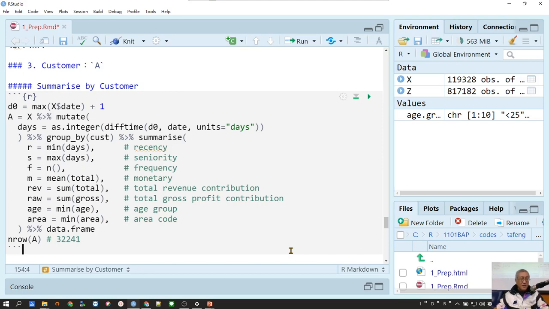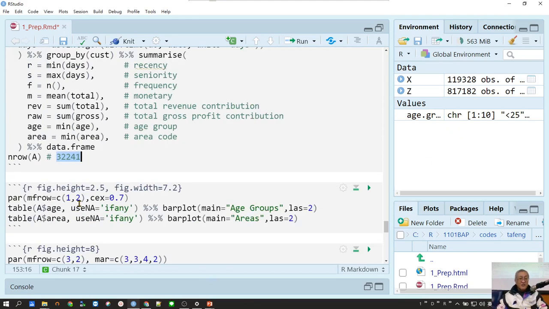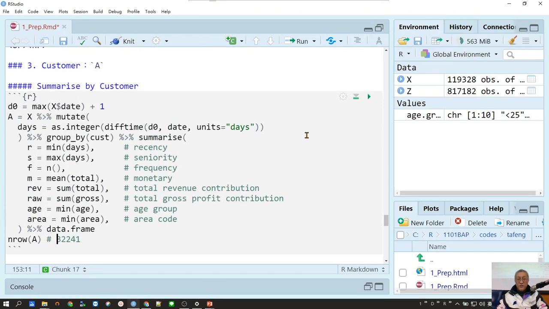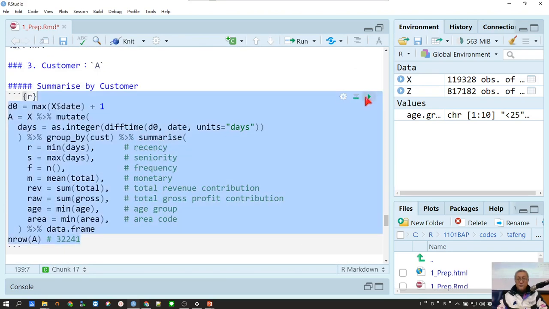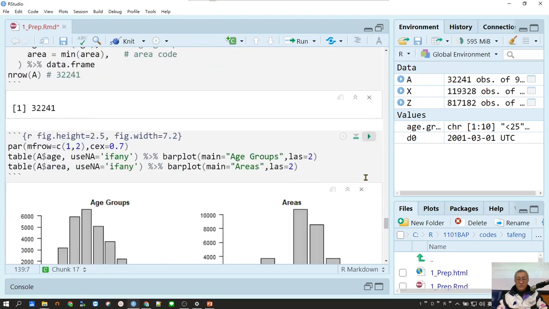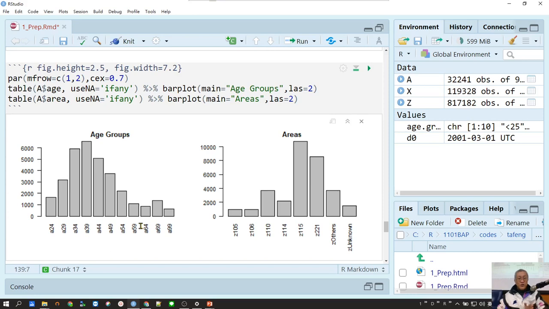Now you have this number of customers. Oh, sorry, I have not done this. Okay, so now we can see the distribution of customers.